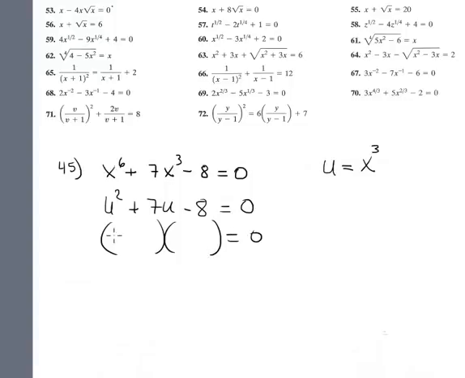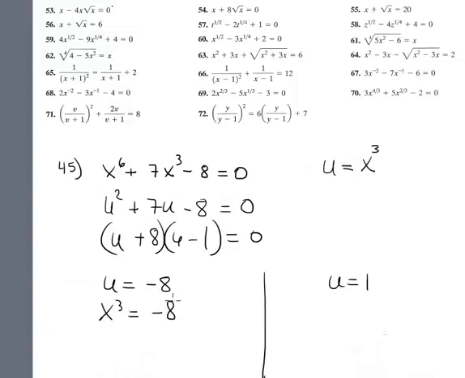Let me try to do it by factoring if possible. The combination is 8 and 1, and the signs are different. This is plus and this is minus. One solution is negative 8, another solution is positive 1. As always, I retrieve the original variable. This is x to the cubic power equal minus 8, and this is x to the cubic power equal 1.